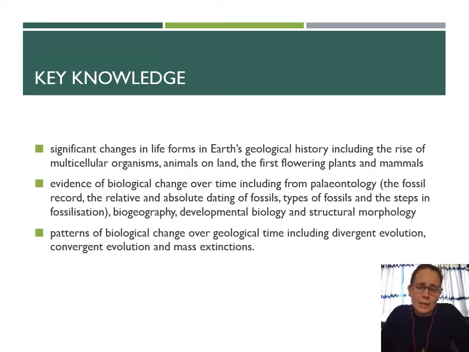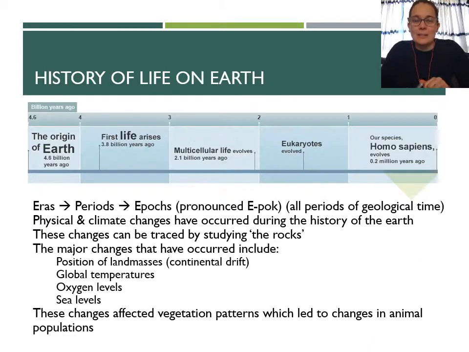And the last one that we're going to be looking at is different forms of evolution, so convergent and divergent evolution, as well as mass extinction and things that are causing different organisms to die off. So we will be talking a little bit about the dinosaurs today.